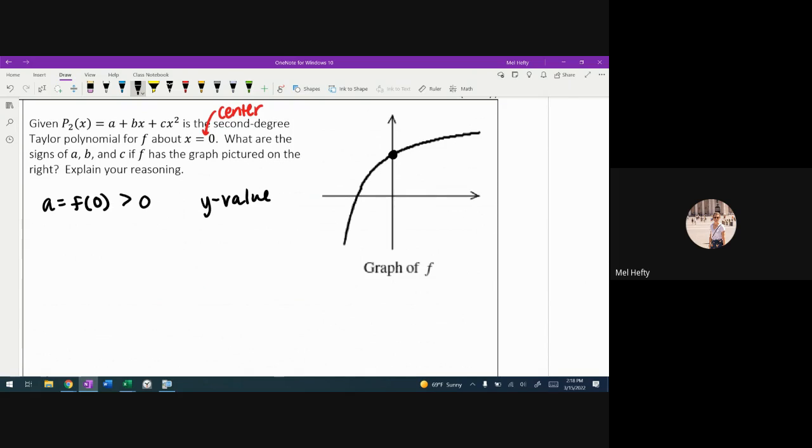All right, what usually goes in front of our x to the first term? What's b? Our first derivative at 0, so f prime of 0. What does the derivative mean on a graph? Slope. Thoughts on the slope at that dot? Positive. I don't have any scale, so I don't know what it is, but they just want to know positive or negative. So this is our positive slope.